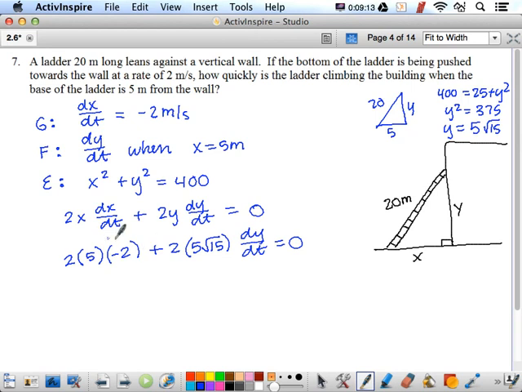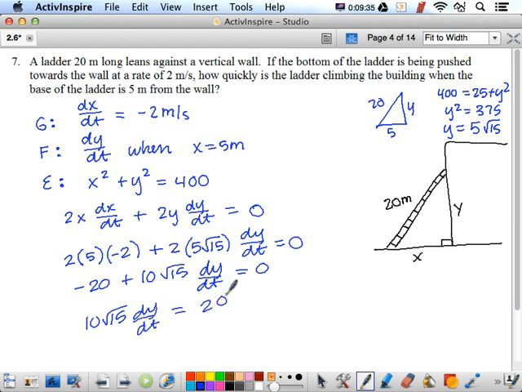This would be negative what? Negative 20 plus 10 square roots of 15 multiplied by the rate of change of y with respect to time equals 0. So we have 10 square roots of 15 times dy dt must equal 20. So really it looks like dy dt equals 2 over the square root of 15. Yep. And we need to put units on. I took them out so that it wouldn't look so busy, but we should be able to figure out what they are.